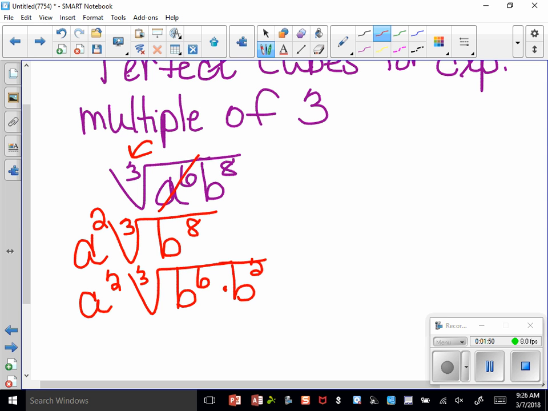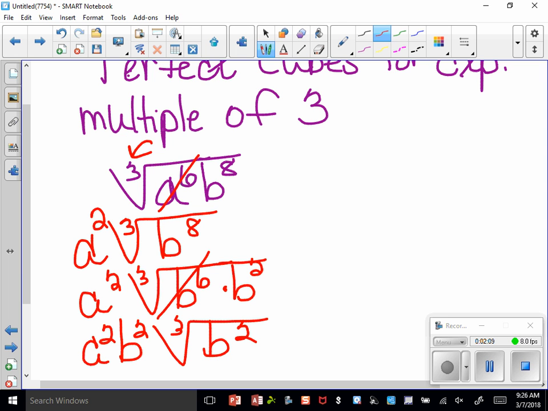So now I'm ready to take out b to the 6. So I'm going to do what? Divide it by the index. So the index is 3. So what is 6 divided by 3 again? 2. So I'm taking this out, and then I'm left with b squared underneath. So that stays there because it is not a perfect cube. Okay.